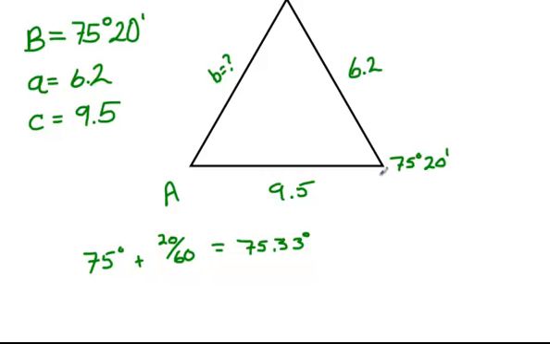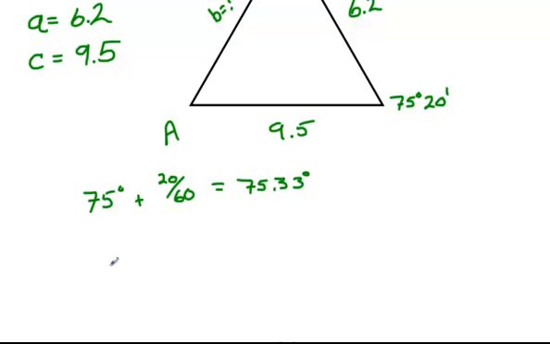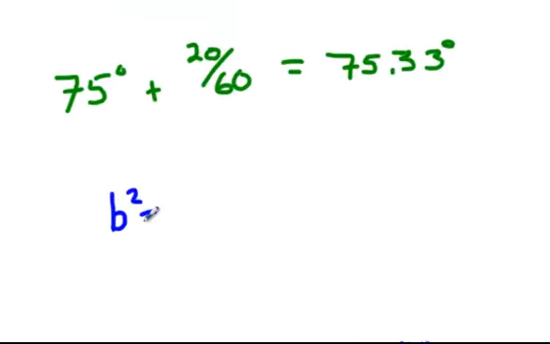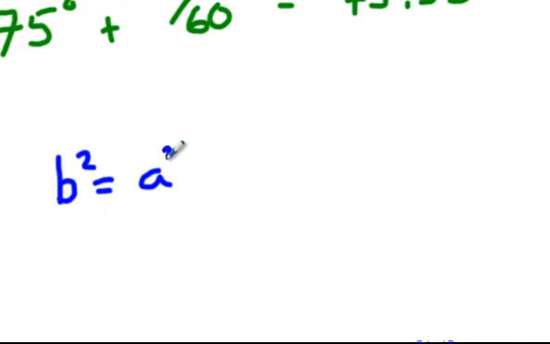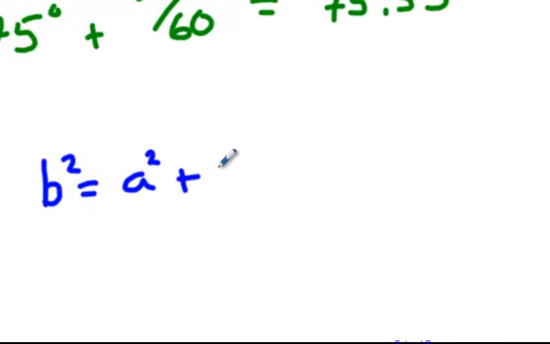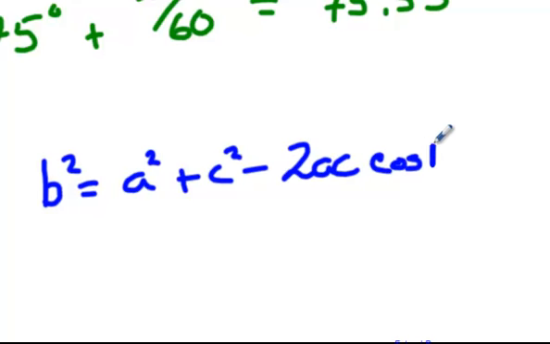I have an angle and I've got two of the sides. I don't have any information here about this B side. We're going to use then the standard form of our equation, so let's go ahead and write that down. I'm after B, so we're going to use B squared equals A squared plus C squared minus 2AC cosine of B.